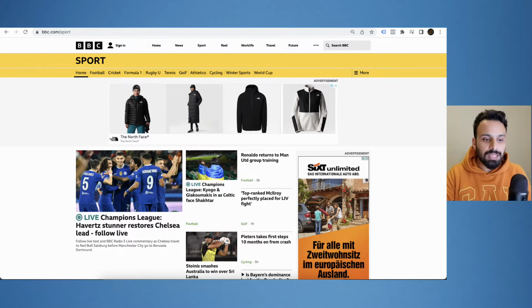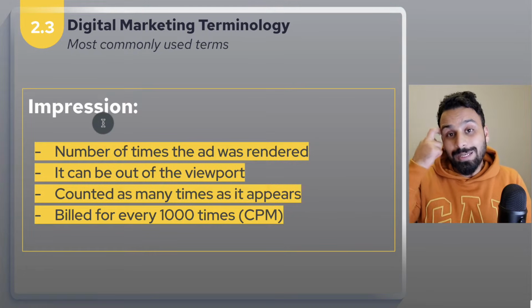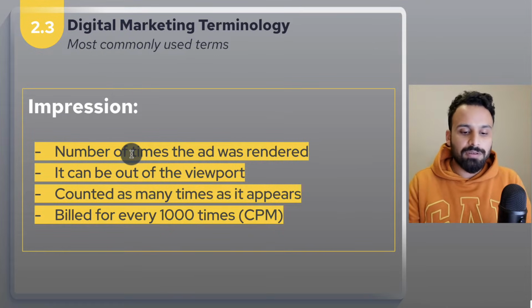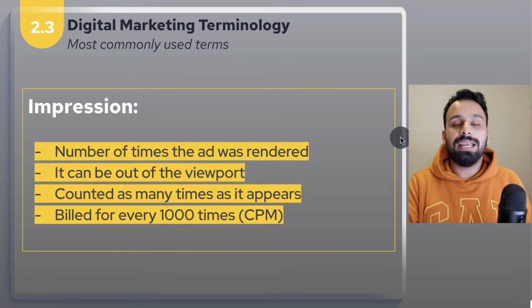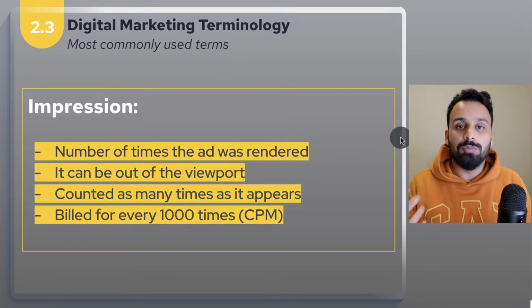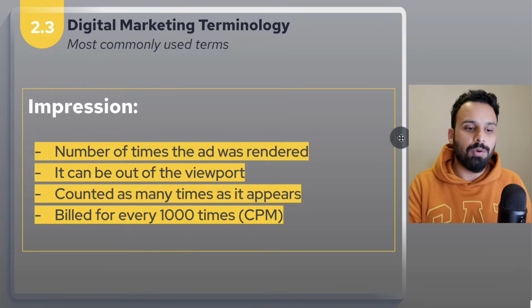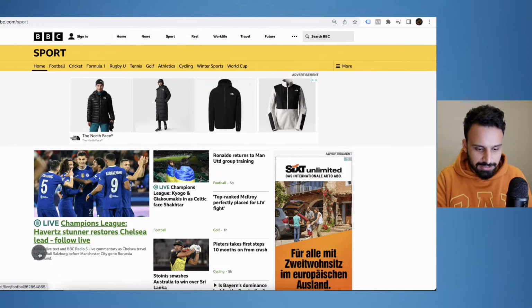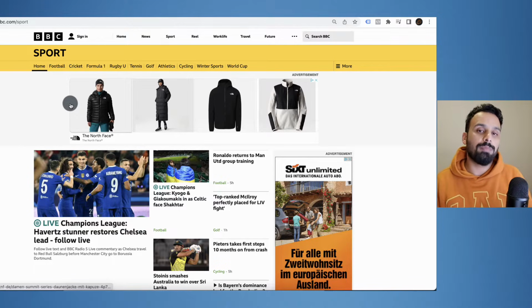Now, there are some things you need to understand about impressions. For example, the first thing we discussed is that the number of times the ad was rendered or loaded is called an impression. Now, it can be outside of the viewport as well. This is very important to understand. Let's go back to bbc.com. For example, this is my first time coming to bbc.com. I actually wanted to check what the score is. I see whatever score is there, and I go ahead and close the browser.